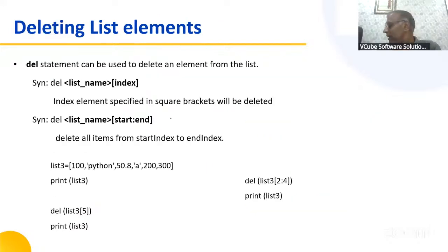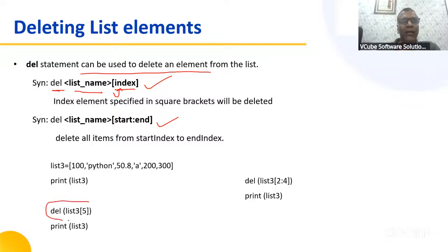Now, third one, whenever we wanted to delete the data, you have to use a keyword called del. Delete is a statement used to delete. Either you can delete one element at a time or you can delete a range of elements. To delete a single element, we will take del, list object name, and the index of the element to be deleted, passed within the square brackets. Here, I am going to delete index 5: 0, 1, 2, 3, 4, 5. After executing this, this 300 will be deleted. It is nothing but deleting a single element.